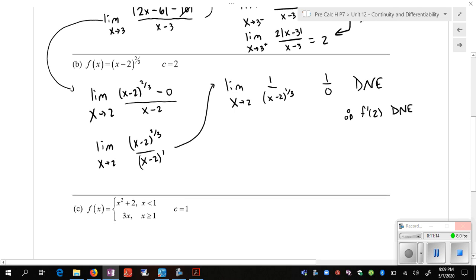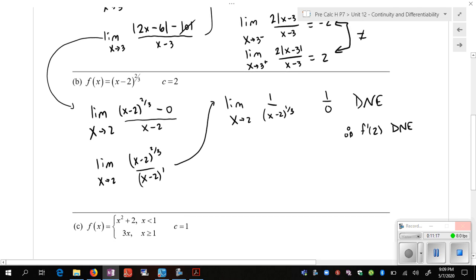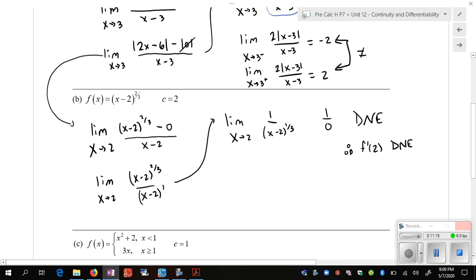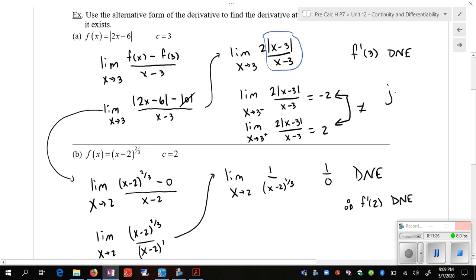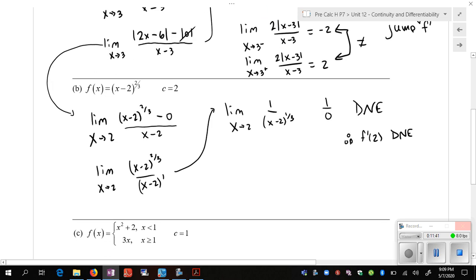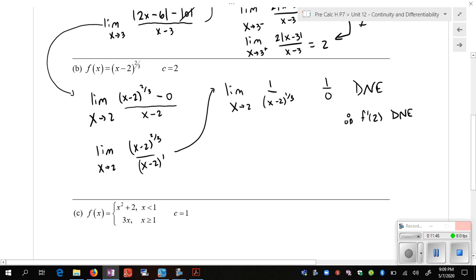All right, and so that one's going to be a cusp. This was a corner. This one's going to be a cusp. And that's because this is a jump discontinuity. F prime has a jump, jump in f prime, and then this one is an infinite discontinuity. So that's actually going to be a cusp. The function does exist. It's continuous, but the derivative does not.